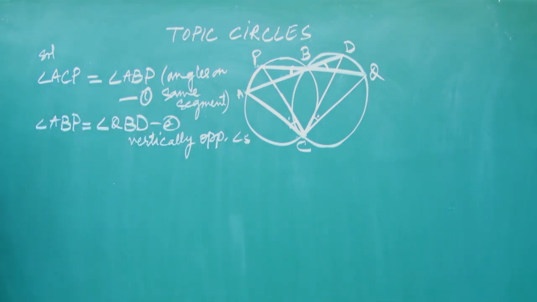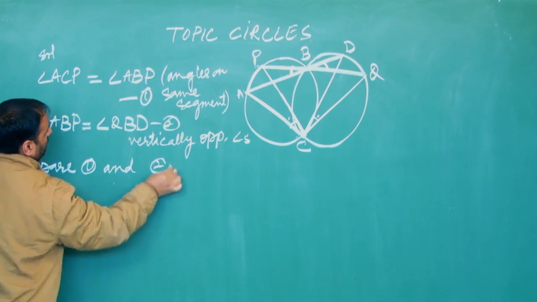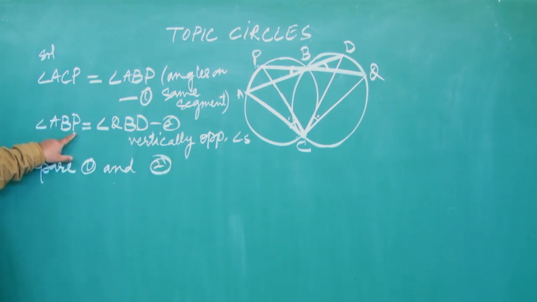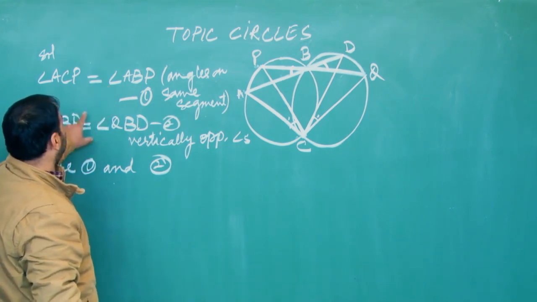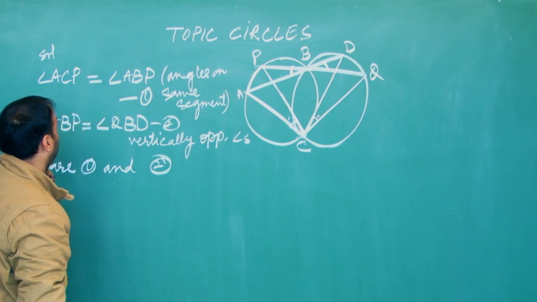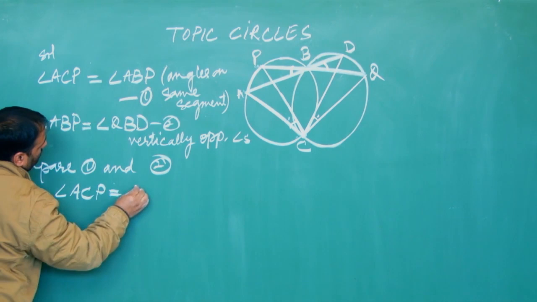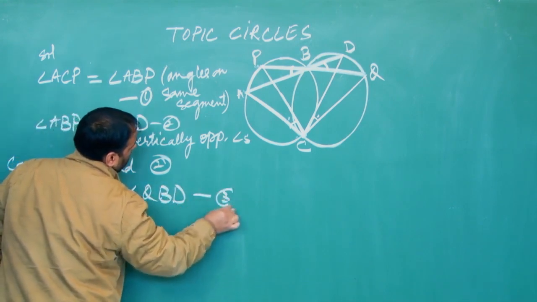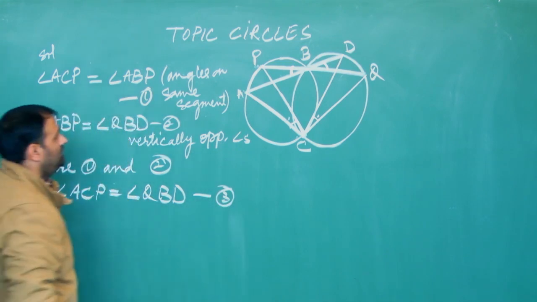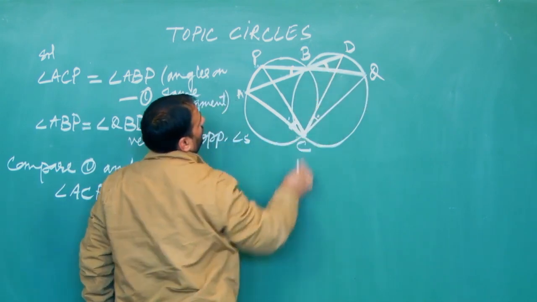Now, compare first and second. You compare first and second. Now, you compare these two equations and you will find out that ABP is the same angle in both the equations. By comparing them, we get angle ACP is equal to angle QBD, and put this relation as equation 3. Now, ACP angle is equal to angle QBD.